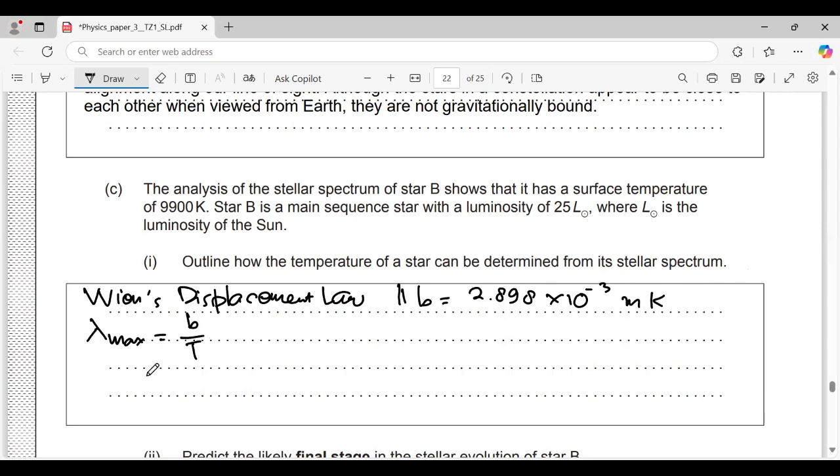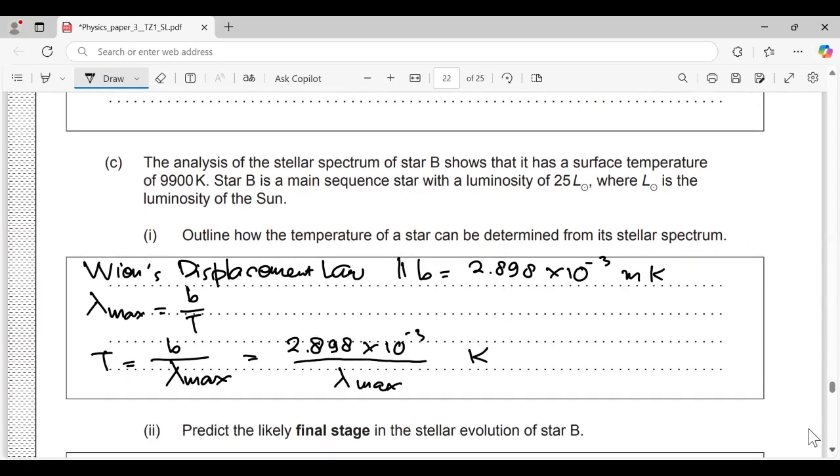So how do we determine temperature? We just rearrange this formula, and it becomes T equals b over lambda max, or 2.898 times 10 to the power minus 3 over lambda max. And the temperature is in Kelvin.